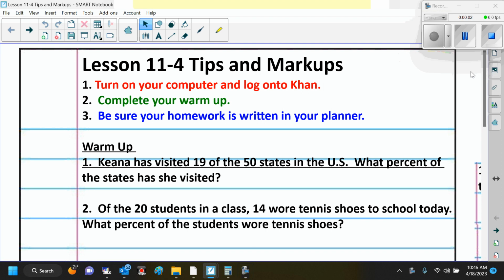All right, lesson 11-4 is tips and markups. Okay, so tonight your homework is more review for your fast testing, and here's your warm-up.